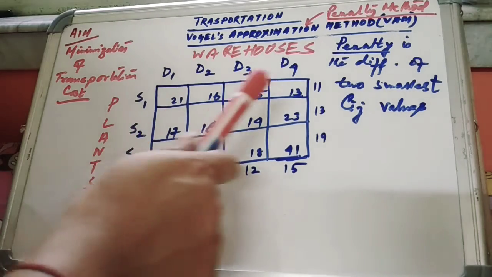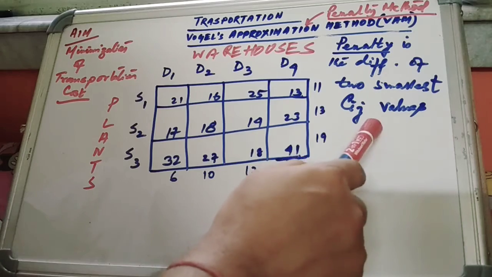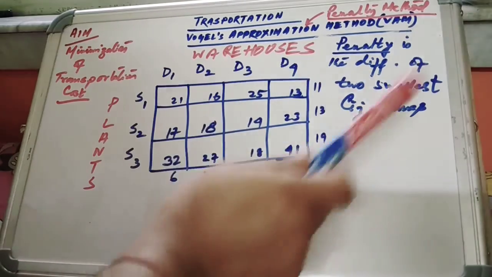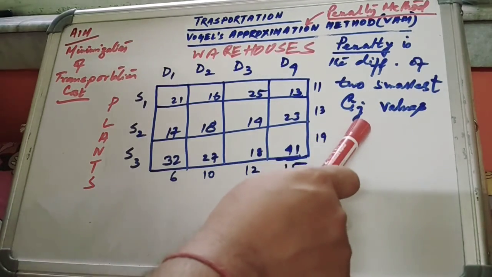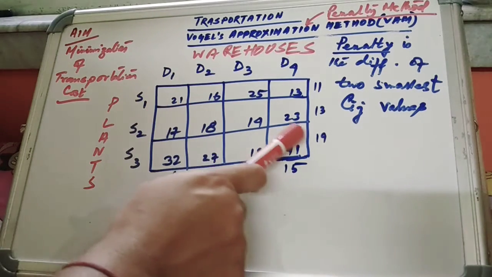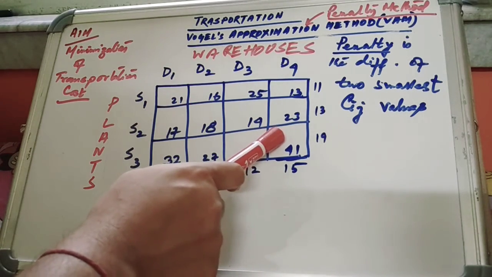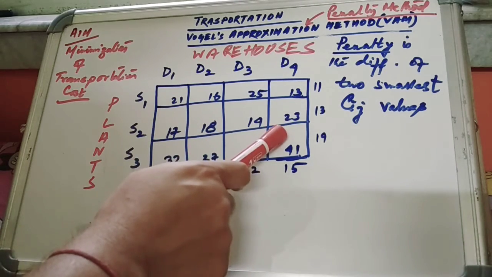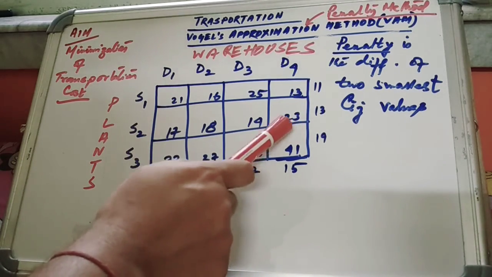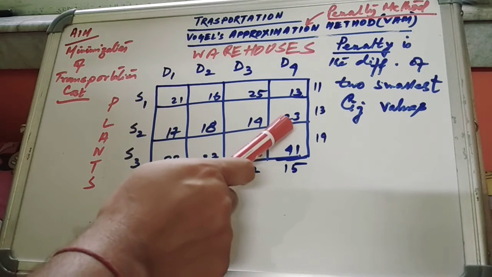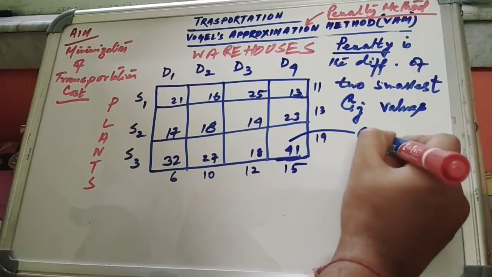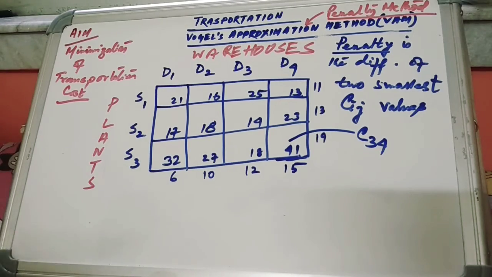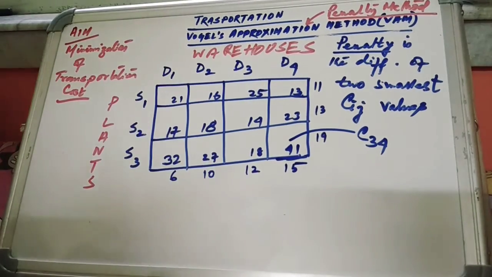So we have to find the difference of two smallest Cij values for each and every row and column also. Now what is Cij? I represents the row and J represents the column. So say we have to find the Cij value of this particular cell. You can see this is the third row and this is the fourth column. So the Cij value for this particular cell is 3 and 4. It means the Cij value of this one is C3,4. Okay. Now Cij is clear. Now let us find the penalty.